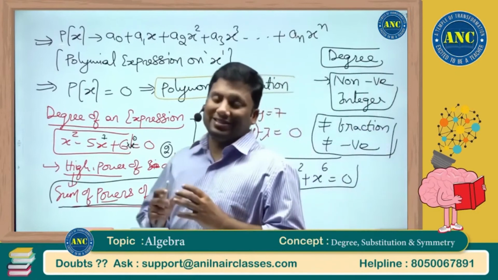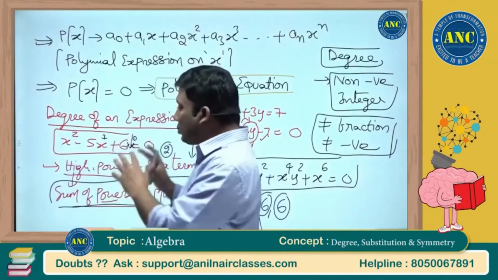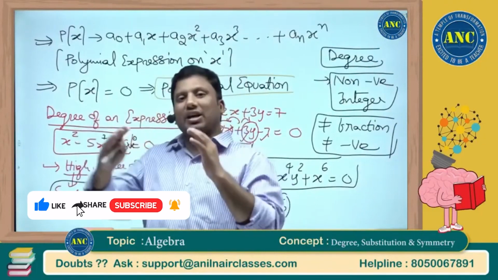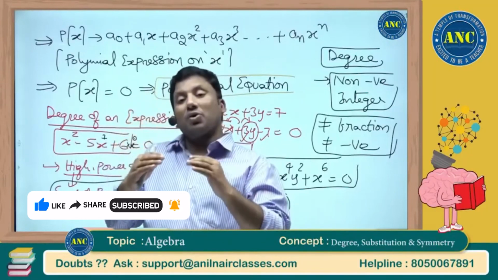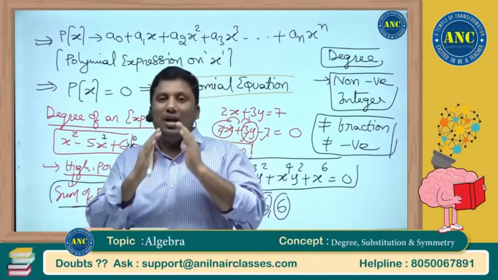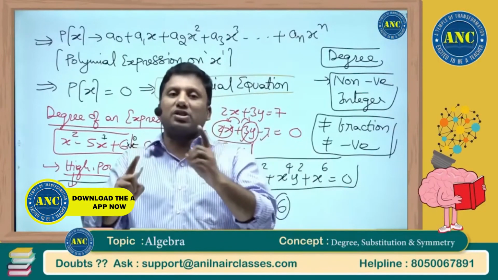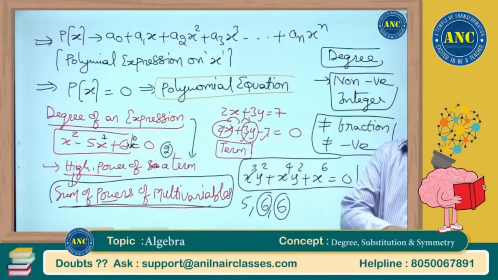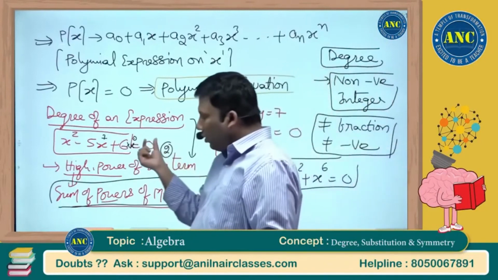Degree will tell us the maximum number of solutions that can satisfy that equation. If degree is 2, it can have 2 roots, or 1 root, or 0 roots. Degree will tell us the maximum number of roots for a given equation. I hope it is clear.